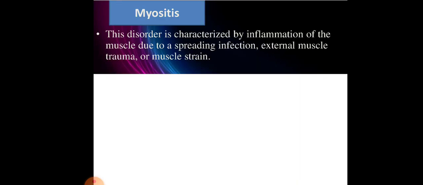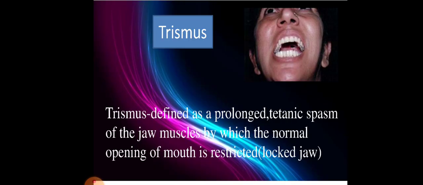Then we have myositis. This is the disorder characterized by inflammation of the muscle due to a spreading infection or external muscle trauma. Trauma means injury or muscle strain. Then there is trismus. Trismus is a prolonged tetanic spasm of the jaw muscles by which normal opening of the mouth is restricted. It is also known as locked jaw. So the person cannot open his or her mouth wide. There are restricted movements in the opening of the jaw.